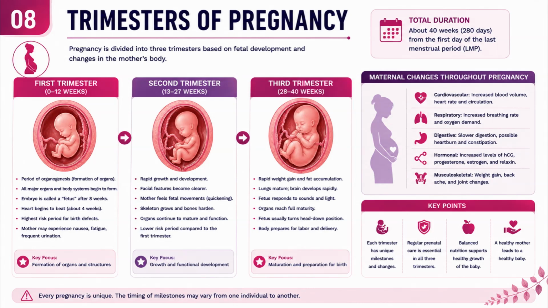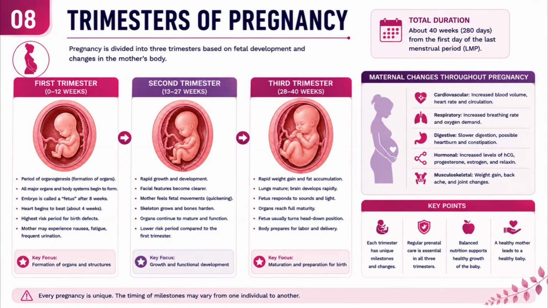The second trimester, from 13 to 27 weeks, is often considered the most comfortable stage of pregnancy. The fetus grows rapidly, facial features become more distinct, and the mother can usually feel fetal movements for the first time, known as quickening. The organs continue to mature and become functional. The third trimester, from 28 to 40 weeks, focuses on growth and preparation for birth. The fetus gains weight, accumulates body fat, and the lungs and brain undergo final maturation. Most fetuses move into a head-down position in preparation for delivery.